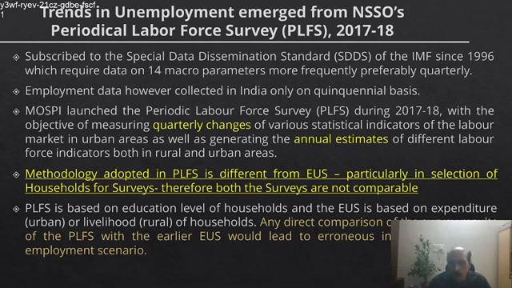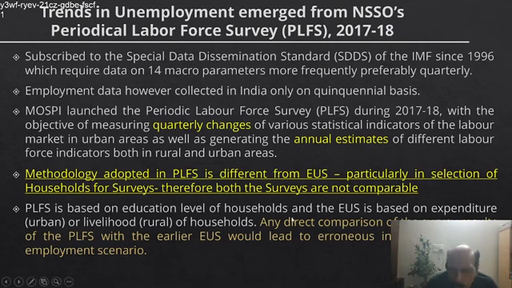The first Periodic Labour Force Survey was conducted for 2017-18. PLFS is conducted on a quarterly basis in the urban areas and on an annual basis in the rural areas. Therefore, at least we have the annual data of employment or unemployment, both in the rural and urban areas. Urban data is available on a quarterly basis, but rural data is available only on an annual basis. But if you want to compare, we have to have the same base, that is annual. That's why the new PLFS system was introduced.